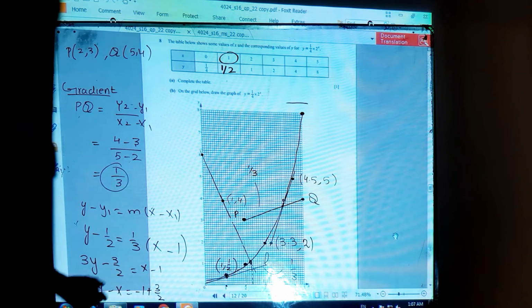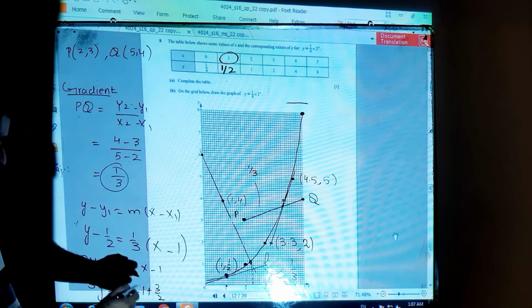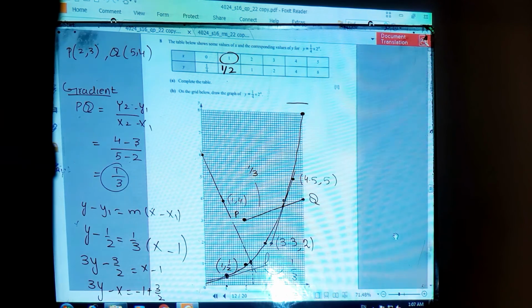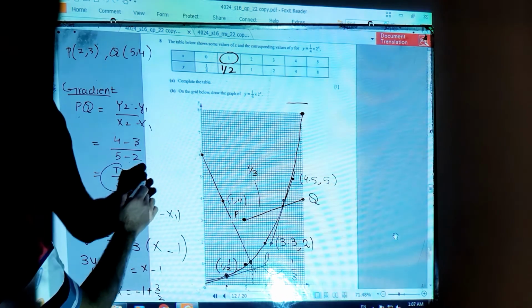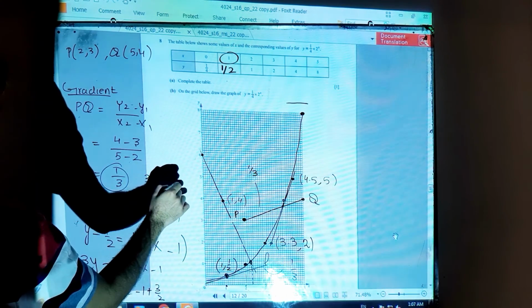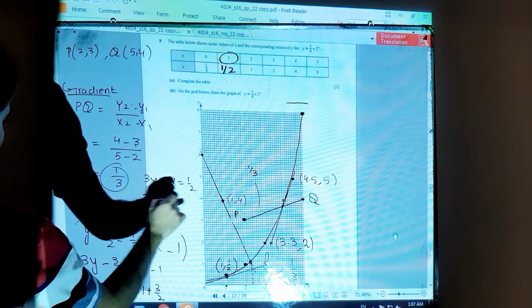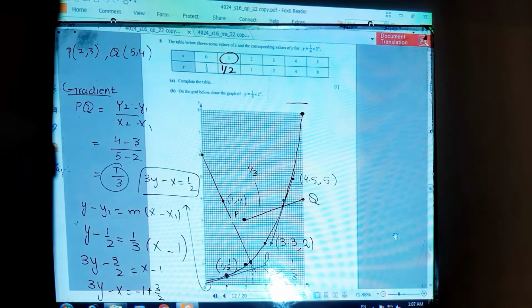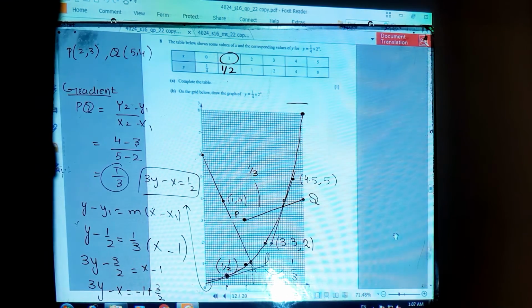Rearranging, 3y minus x is equal to minus 1 plus 3 by 2. So your answer will be 3y minus x equals 1 by 2. You can simplify it further. So 3y minus x is equal to 1 by 2. This is your solution. This is the equation for this line L. This is the way you are going to solve it.